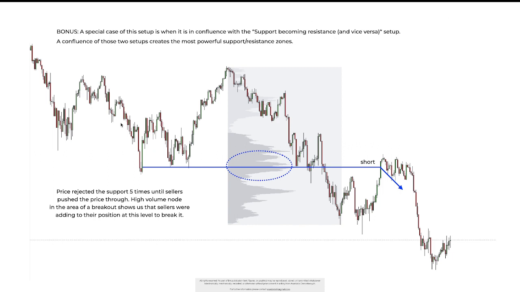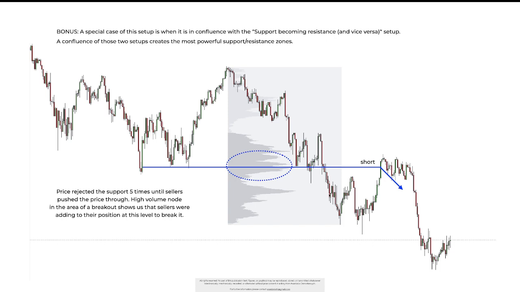What we see here is a daily time frame, but you can also find these examples on the smaller time frames. The price rejected this price, the support, 5 times before sellers pushed the price through. First rejection, second, third, fourth, fifth. And we see that during these touches, we had a huge volume accumulation here.